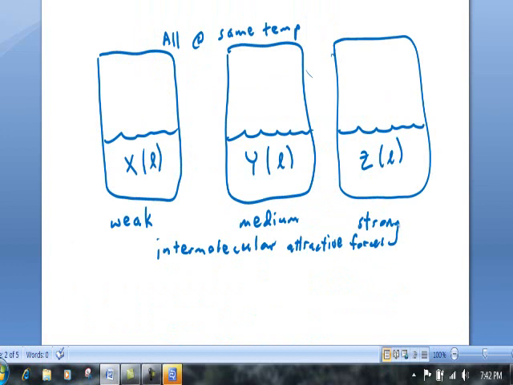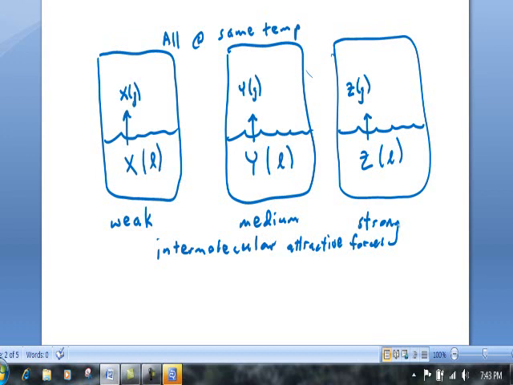There's also a connection between the vapor pressure of a liquid and the strength of the intermolecular attractive forces that exist for the molecules that make up that liquid. For example, let's consider these three liquids, X, Y, and Z. All three are at the same temperature. Liquid X has weak intermolecular attractive forces, Y has medium strength, and of the three, Z has the strongest intermolecular attractive forces.